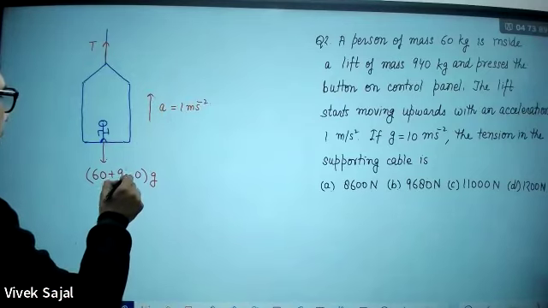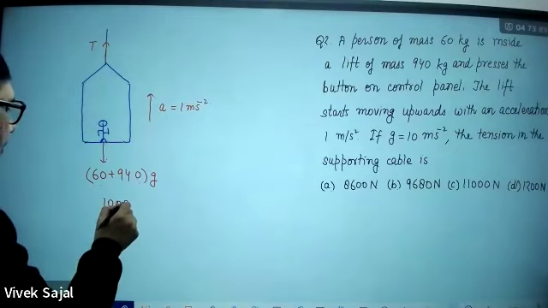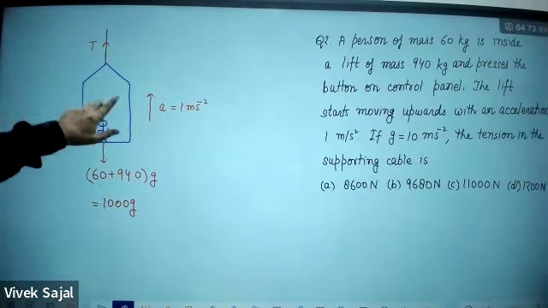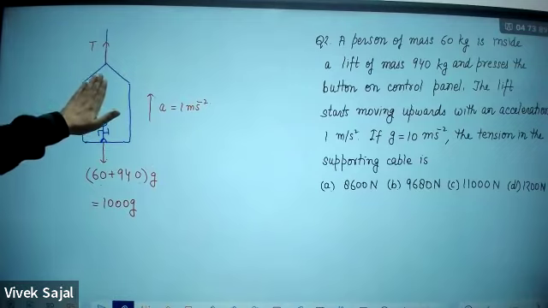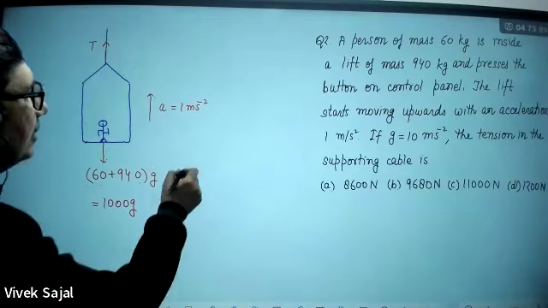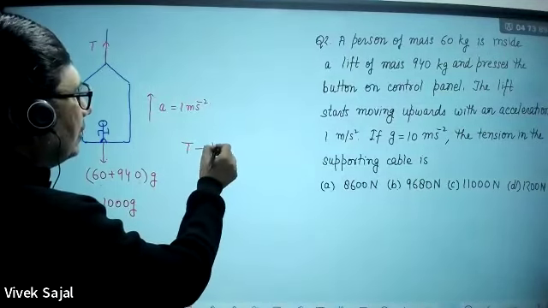So this will be how much? This will be 1000 g. So try to understand, motion is taking place in the upward direction. So who is the leading force? Tension is the leading force and this is the opposing force. So I can write here T minus 1000 g.